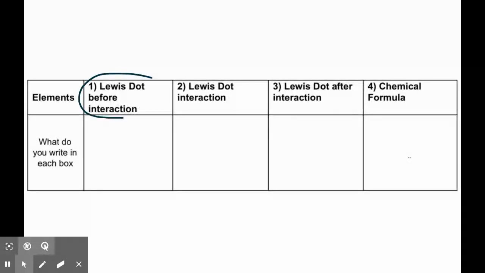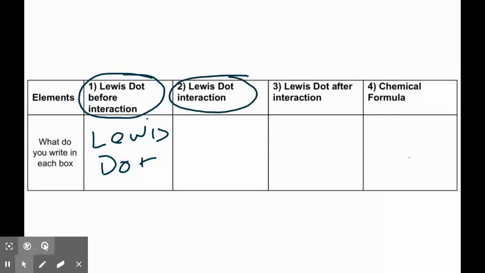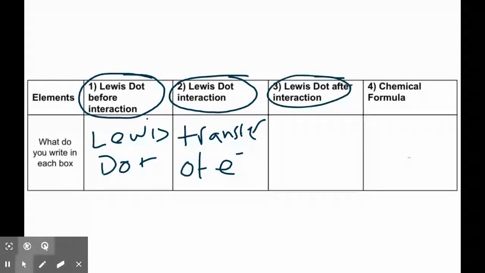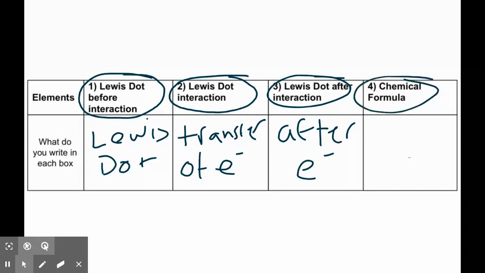In box number 1, Lewis dot before interaction, you're just going to write the Lewis dot structures that we learned in the previous unit. In box 2, you're going to show the transfer of electrons that happen in an ionic bond. In box 3, you'll write what the elements look like after the transfer of electrons. And in box 4, you write the chemical formula. It's the numbers of each type of element.